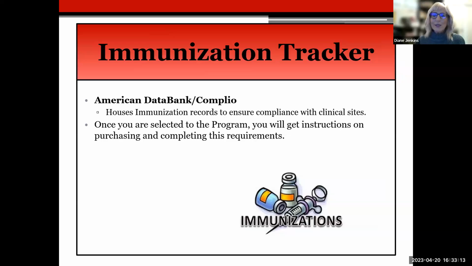Immunization tracker, this was also part of that cost list. Our immunization tracker is called American Data Bank or Complio. What it does is house all your immunization records to ensure compliance with our clinical sites. Once again, when you're selected, we'll tell you more about American Data Bank, but it's awesome to have a tracker. We'll explain more about that as the program goes on.